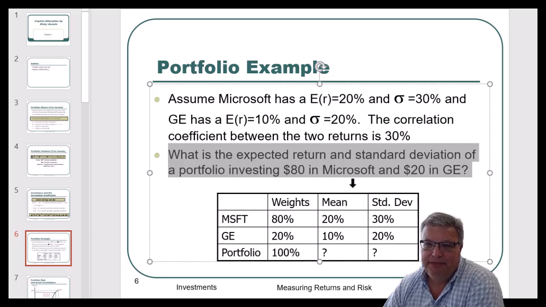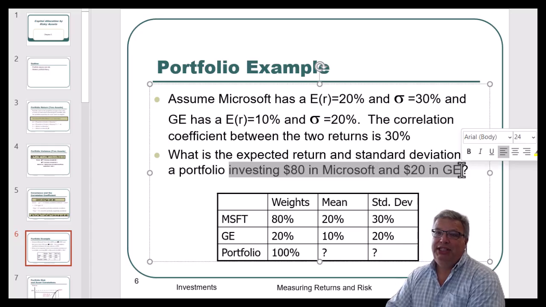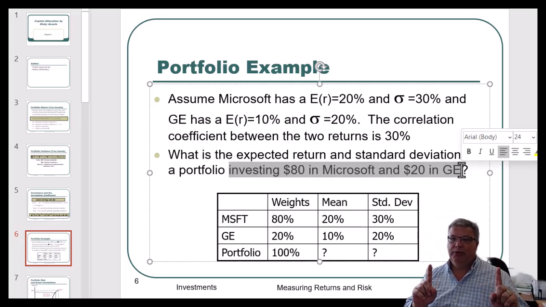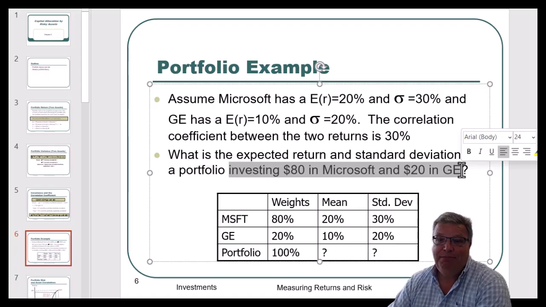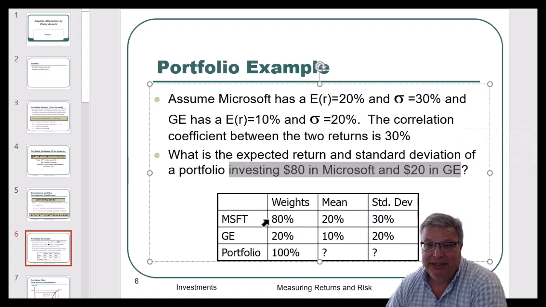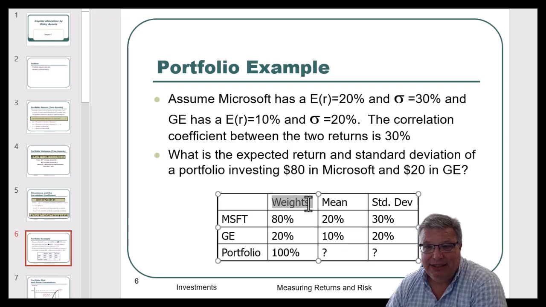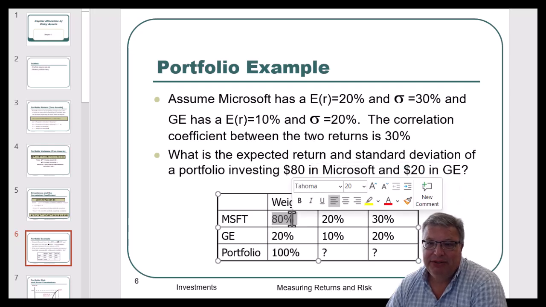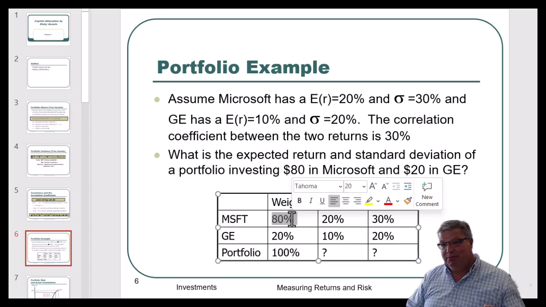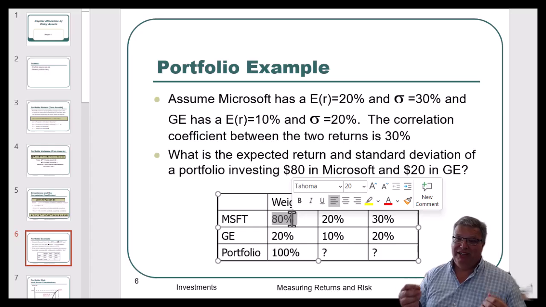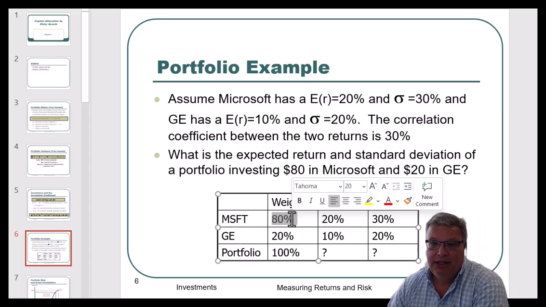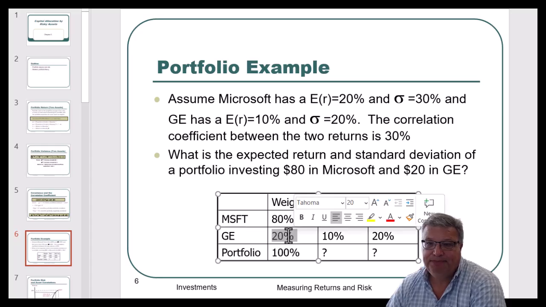So first off, let me just explain a couple things. Since you're putting $80 in Microsoft and $20 in GE, only those two things, you're investing a total of $100, right? And Microsoft is going to be 80% of that because it's $80 out of $100. So that's why when we look up at the weights here, you have 80% for Microsoft. Now, if Microsoft is 80%, without even doing the math on GE, you know it has to be 20% because it's the rest of that 100% portfolio. And so GE is going to be 20%.